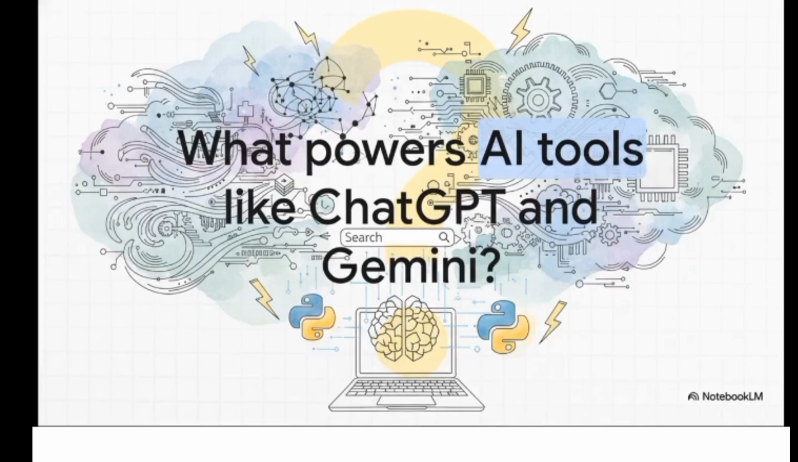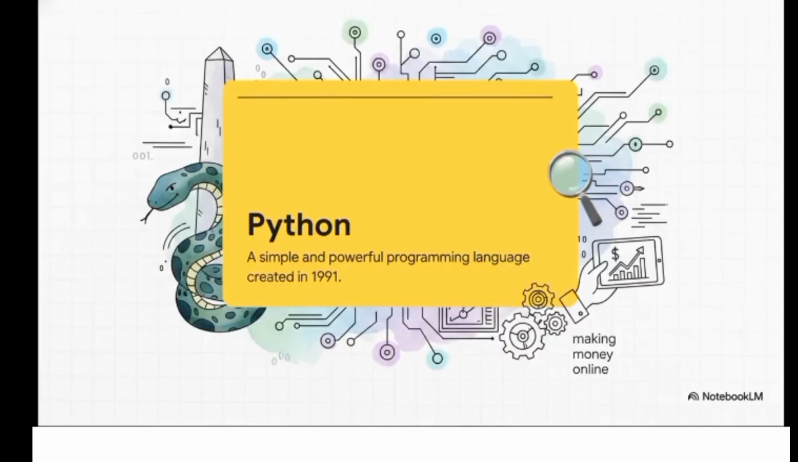Okay, let's dive into this. Well, the answer is Python. It's a remarkably simple, yet deeply powerful programming language. And you know, what's funny is it was actually created way back in 1991. But don't let its age fool you. Its incredible adaptability is exactly why it serves as the rock-solid foundation for modern AI today.